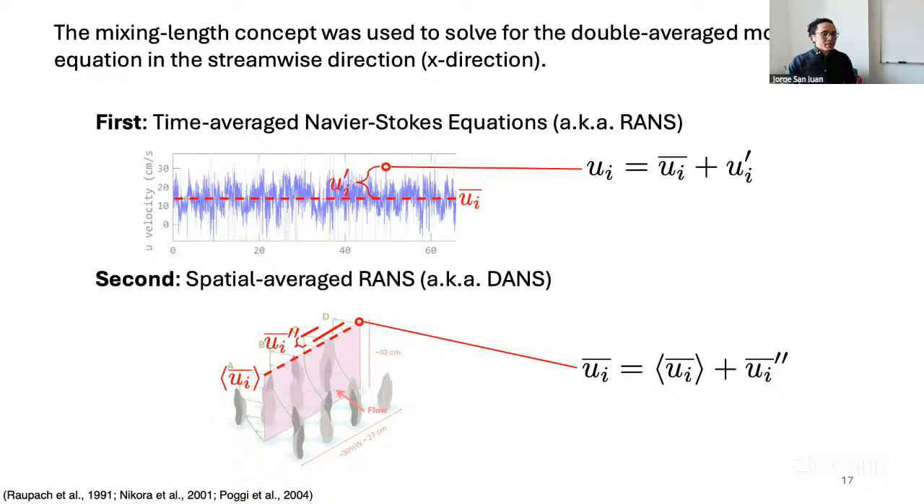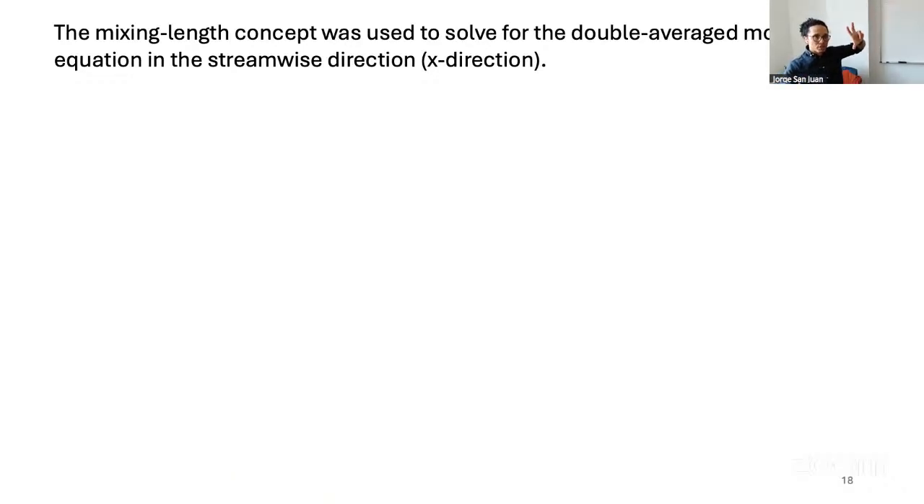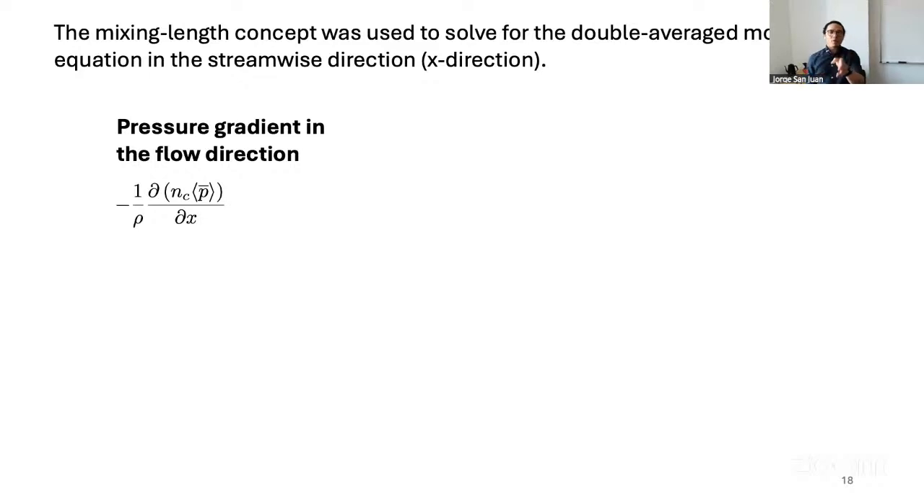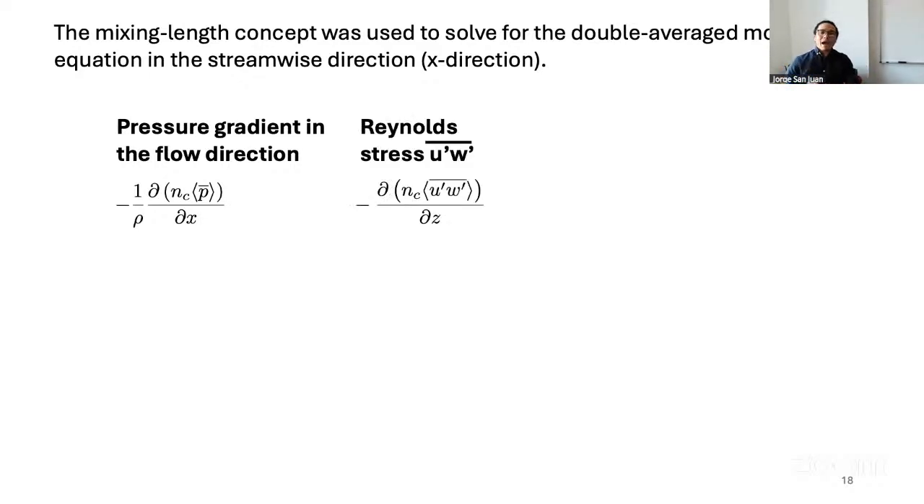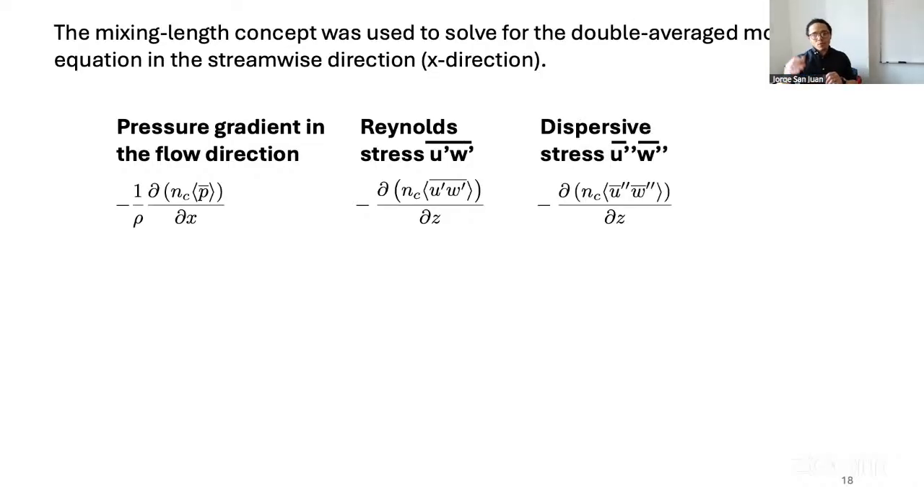So what we did with this is that now we have this decomposition, and when we focus specifically on the streamwise direction of the momentum. What I'm going to show here are just the components of this equation. First, the pressure gradient as part of this momentum equation, then the Reynolds stress contributing to momentum, and then this term that typically comes from canopy flow. It's called a dispersive stress.